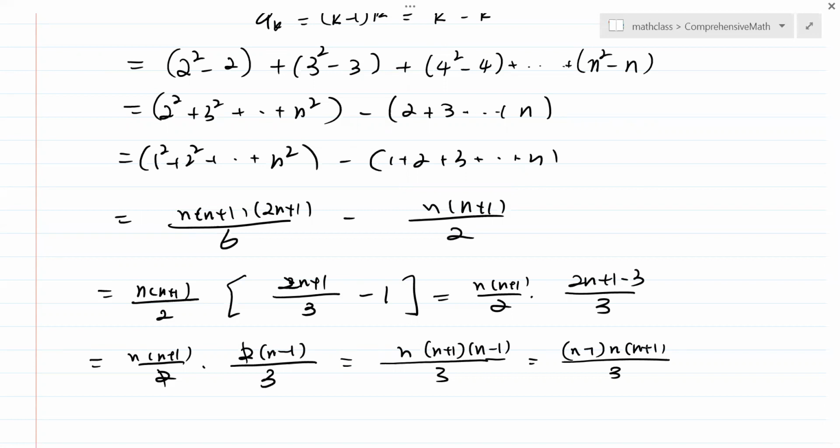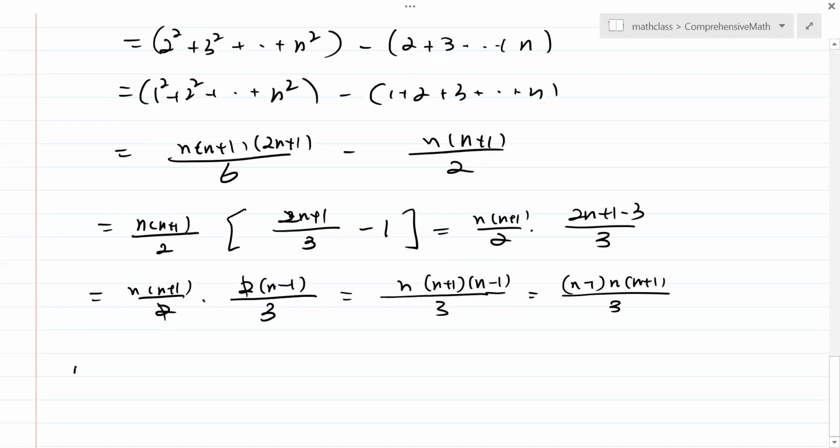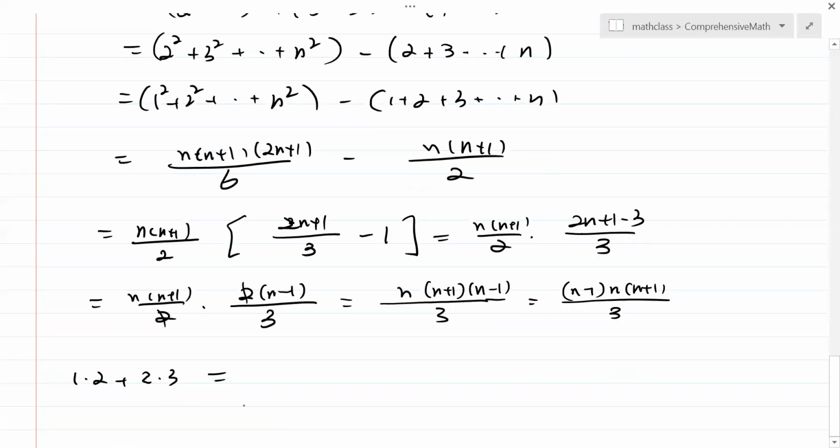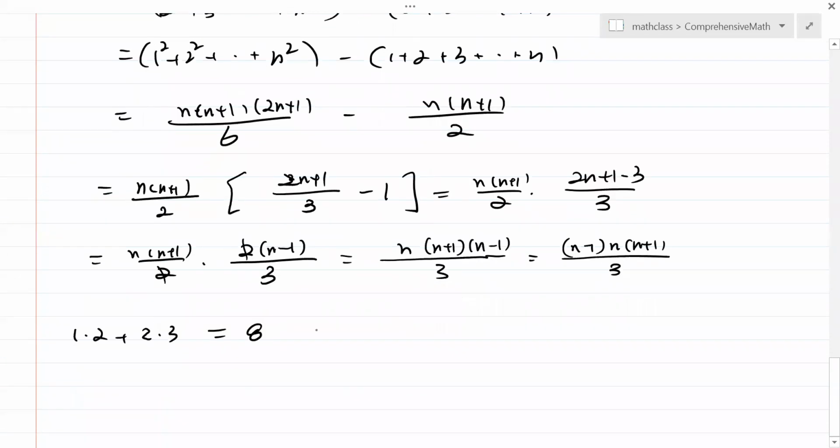So you double check. Sometimes you get an answer, and you should make sure it's correct, right? So it's 1 times 2, 2 times 3, and what is the n? As last time, n is supposed to be 3, right? First of all, this is going to be 8. With n as 3, this is 3 minus 1 times 3 plus 1 divided by 3. Cancel it out, and that's 8, right? That's correct. So it's perfect.